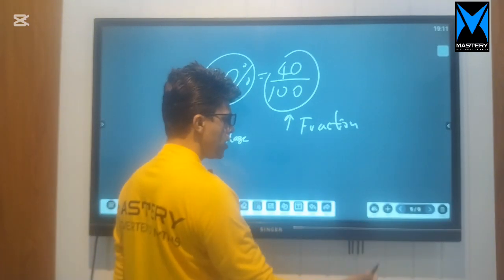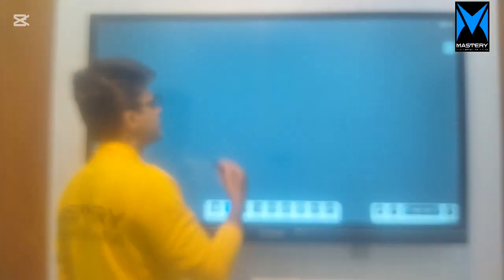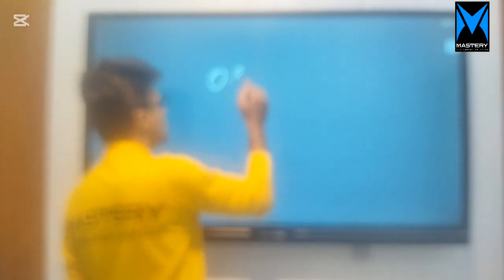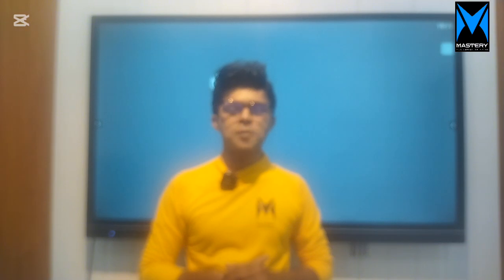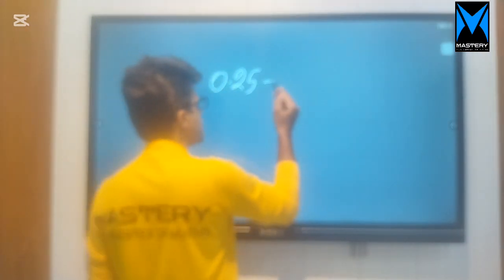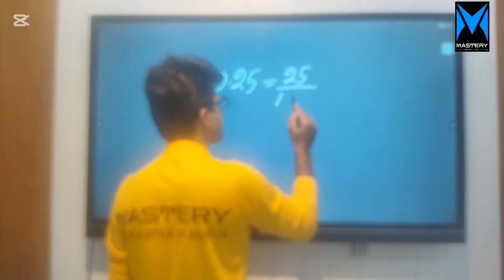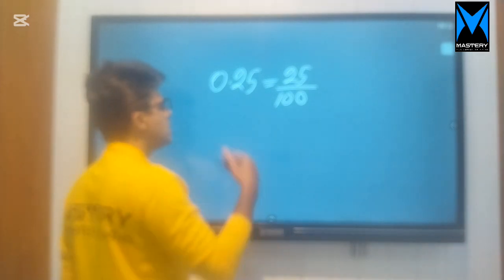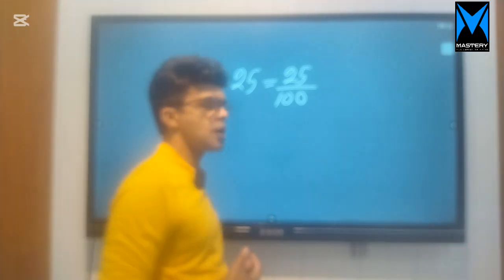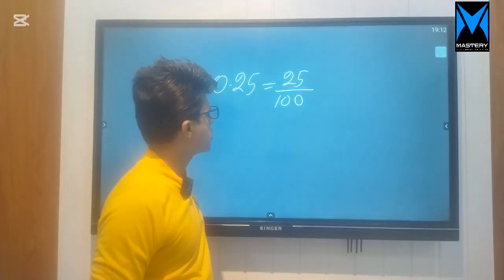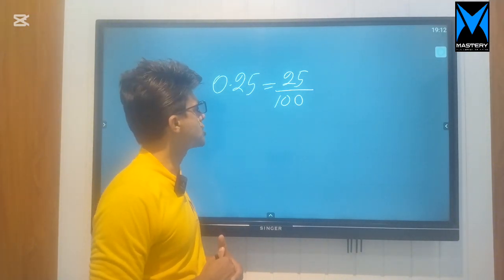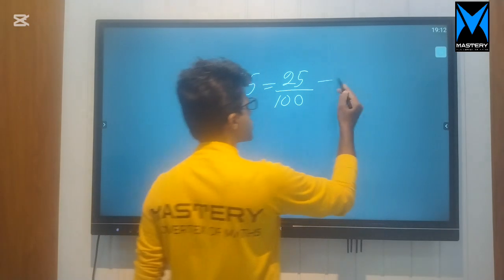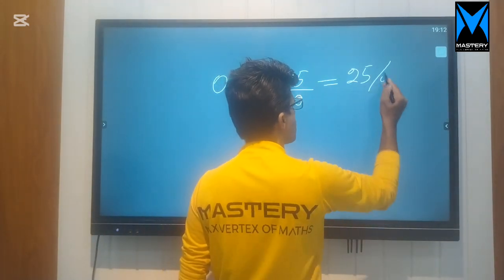On the other hand, are you able to write a given decimal as a percentage? 0.25 should be written as a percentage. How can you write this 0.25 as a percentage? This can be done 25 over 100. So, decimals you are able to write as fractions. We wrote this 0.25 as a fraction, which is 25 over 100. This means 25 over 100 means 25%.